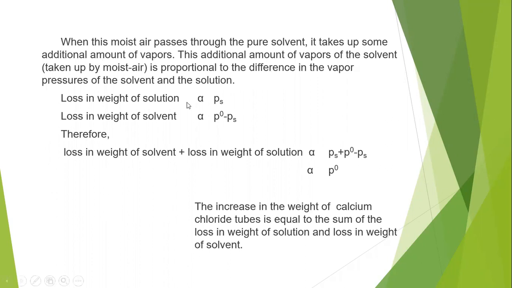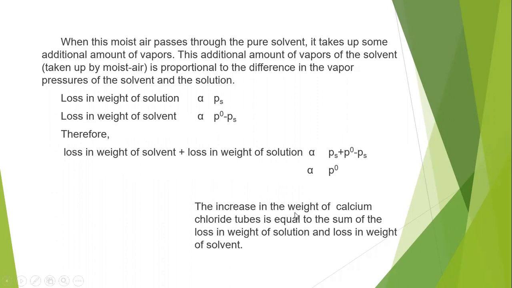So loss in weight of a solution is proportional to PS, the vapor pressure of the solution. Loss in weight of a solvent is proportional to P0 minus PS. Therefore, loss in weight of the solution plus loss in weight of the solvent is proportional to PS plus P0 minus PS, which is proportional to P0, the vapor pressure of the pure solvent.